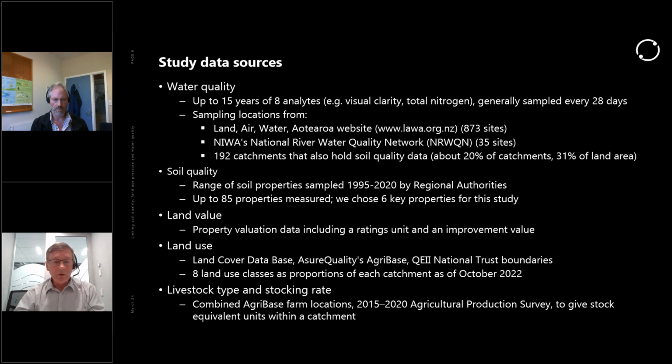Land value is a novel addition here, and we use property valuation data that includes a ratings unit and also an improvement value. And the primary interest is to see whether this is a surrogate for intensification.